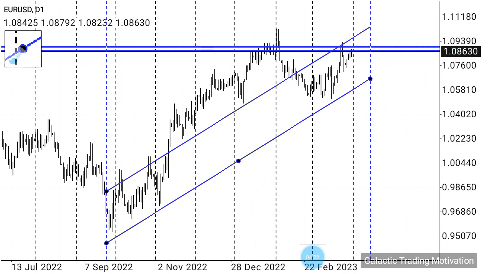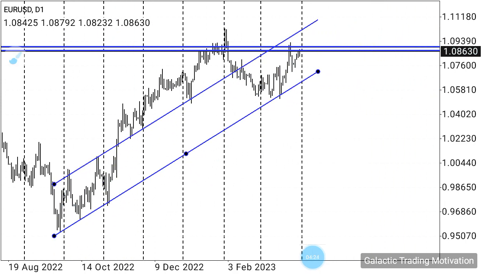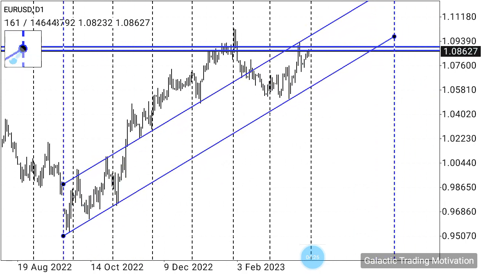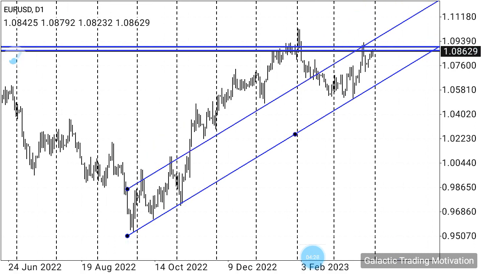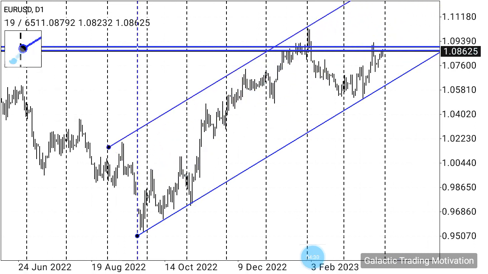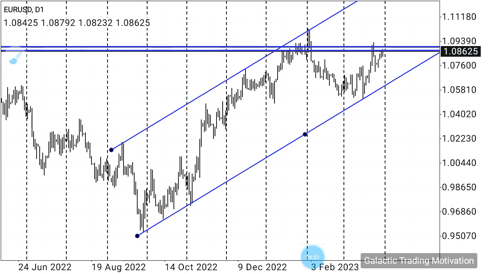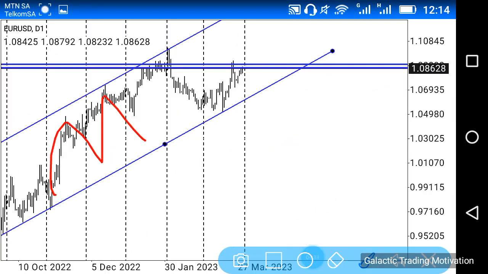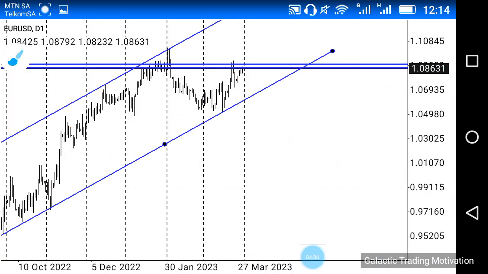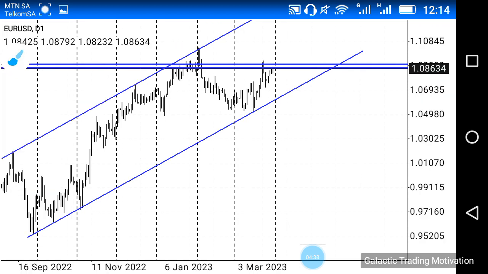So here we go, more or less we could say that this is the daily channel. And in regards to this daily channel, we can see that the market is in an upward trajectory, as you guys can see. And yeah, let's just zoom in a bit and let's just recap a bit.